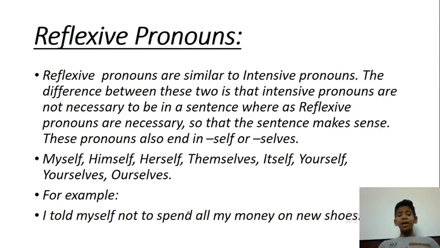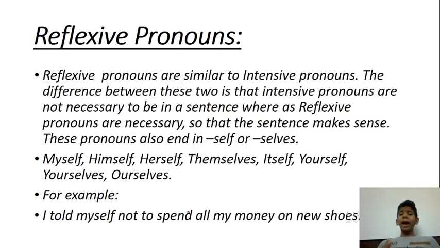Reflexive pronouns. Reflexive pronouns are similar to intensive pronouns. The difference between these two is that the intensive pronouns are not necessary in a sentence, whereas the reflexive pronouns are necessary in a sentence. Without them, the sentence does not make sense. So these pronouns also end in self or selves. The pronouns are myself, himself, herself, themselves, itself, yourselves, and ourselves.